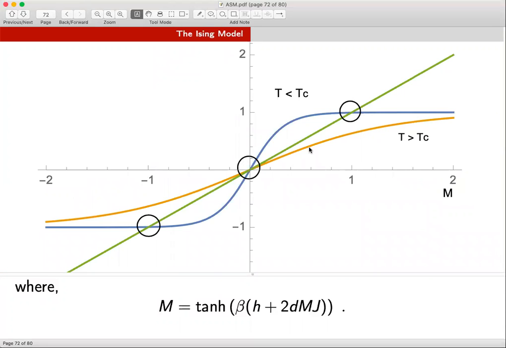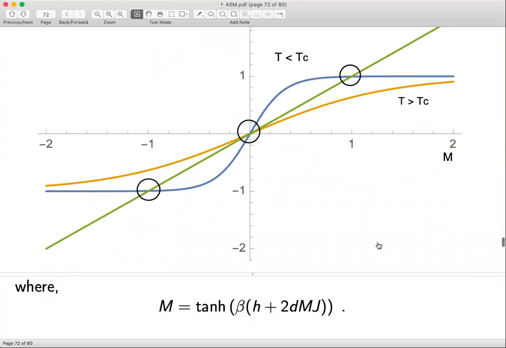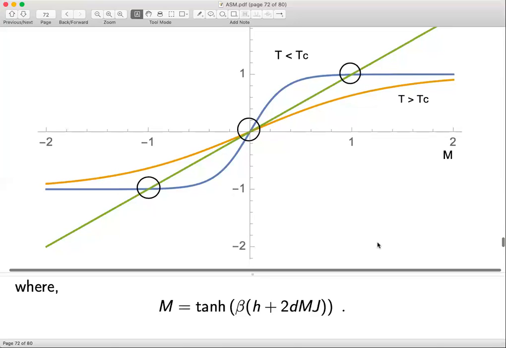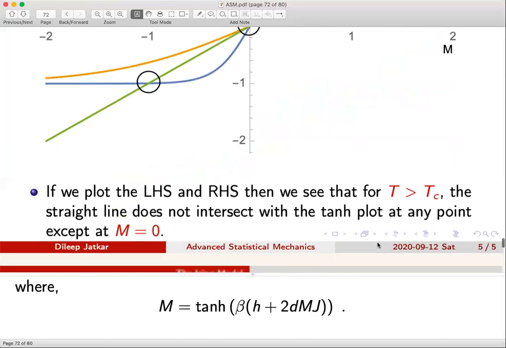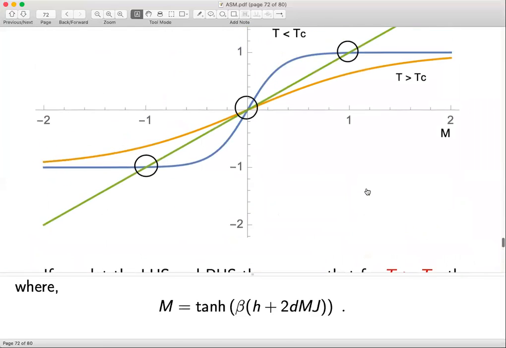Exactly. But after, like, the analysis that you're doing later on when you're taking some finite h, in that case, even for T greater than Tc, we'll have a positive m solution. Certainly, that I agree, but that is because that magnetization is induced by the external magnetic field. Yes, exactly because of the external magnetic field. So in that form, we do not have to restrict T less than Tc.